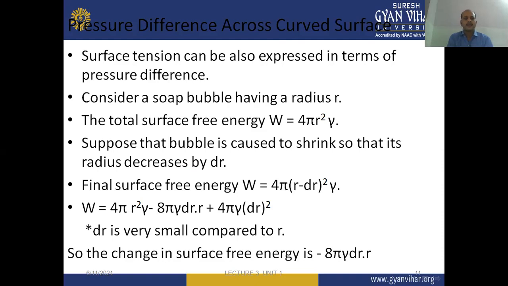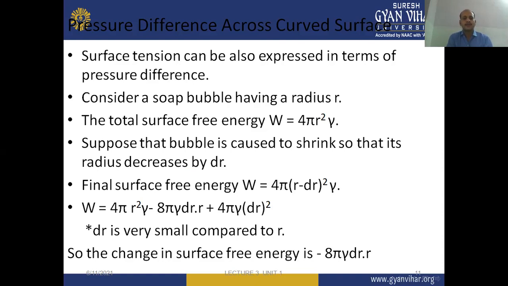And when we solve this equation for the final surface free energy, we obtain W equal to 4 pi r square gamma minus 8 pi gamma r dr plus 4 pi gamma dr whole square. So (a minus b) whole square equals a square minus 2ab plus b square. When we follow this formula, we can expand the equation and find out the final surface free energy.